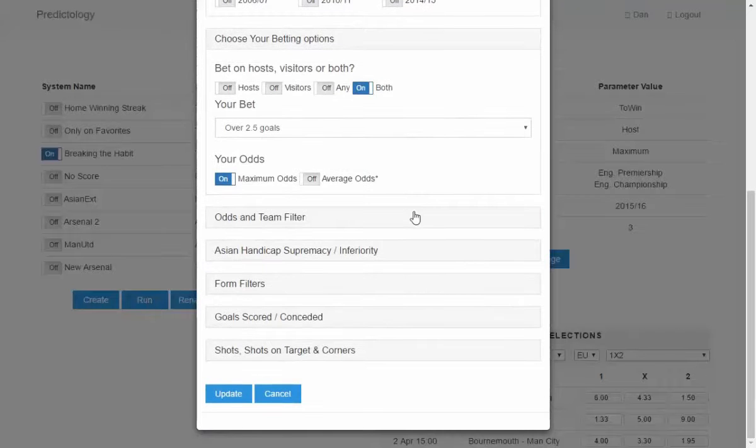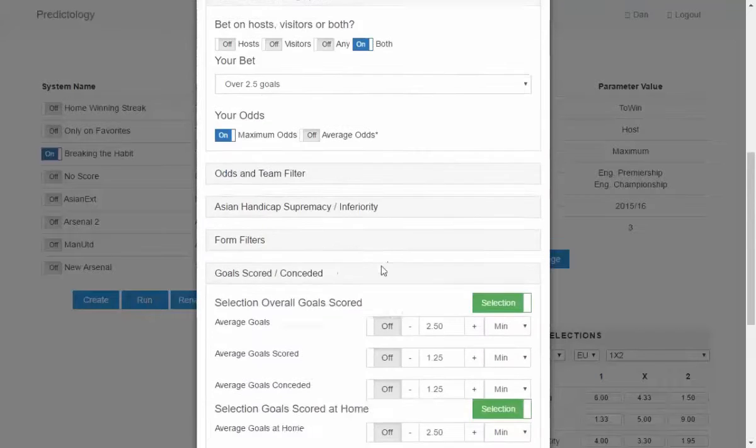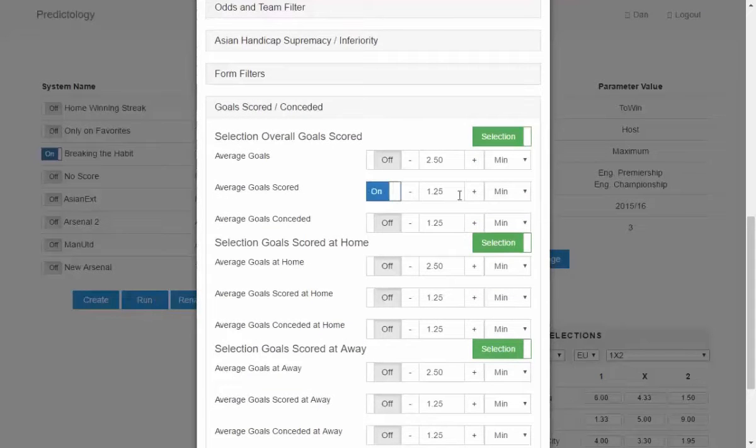We may want both of our teams to be free-scoring teams that score more than 1.4 goals in average. So, since we've chosen both, this parameter will now apply to both teams. When such a duel comes along, two teams that score over 1.4 goals in average play against each other, the match will be selected by our system and the system will apply the over 2.5 goals bet to that match.